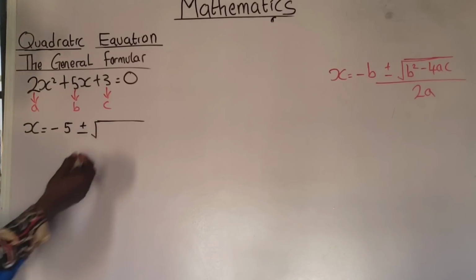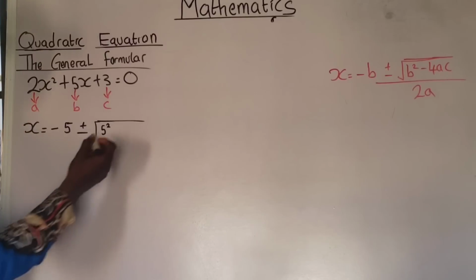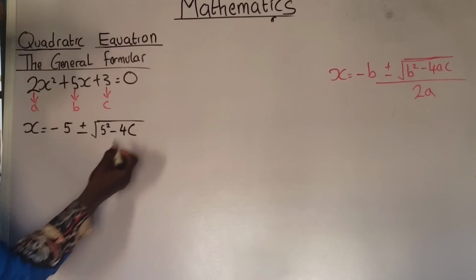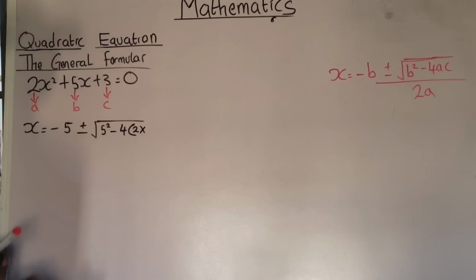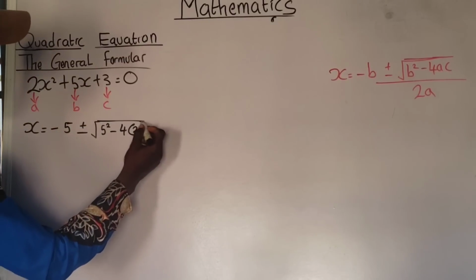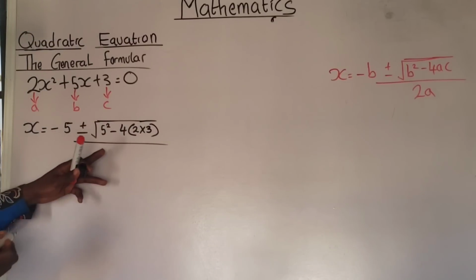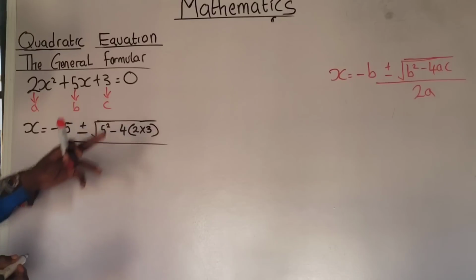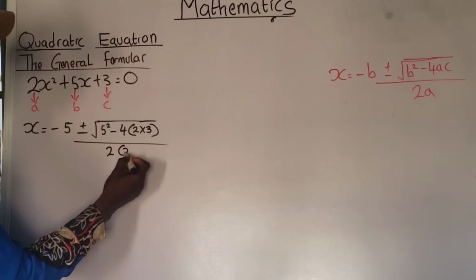B is what? 5. So I'm going to have square root of 5 squared minus 4ac. So I'm going to have minus 4 multiplied by a. A is what? 2. Minus 4 multiplied by 2 times c. C is what? C is 3. So I'm going to have multiplied by 3 all over, please pay attention, all over 2a. 2 multiplied by a. A is what? 2. So I'm going to have this multiplied by 2.